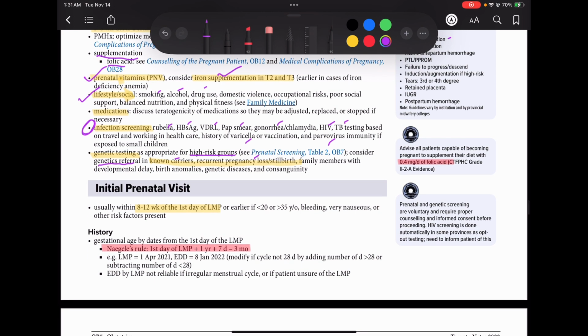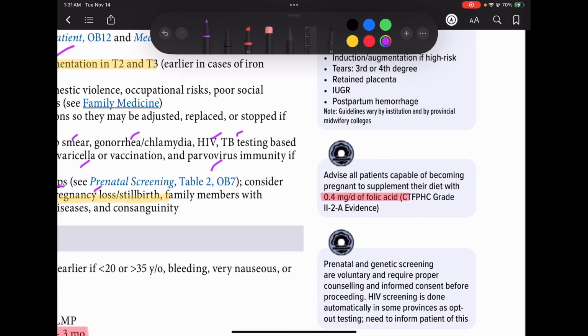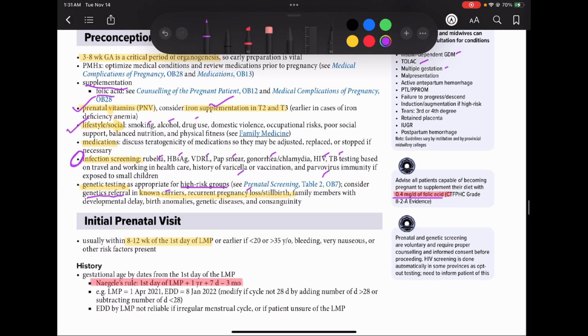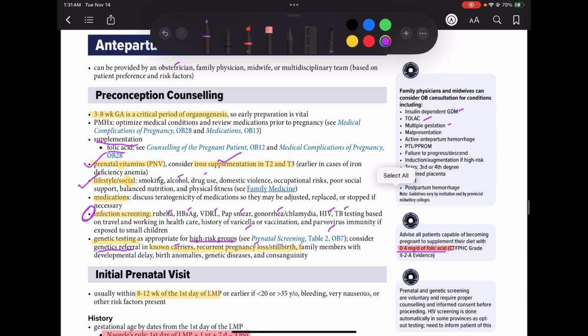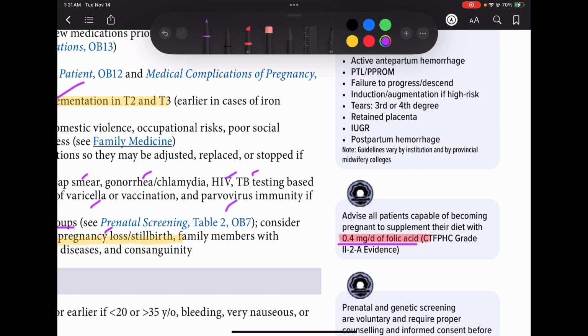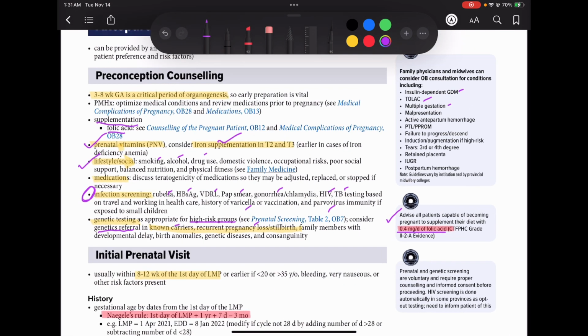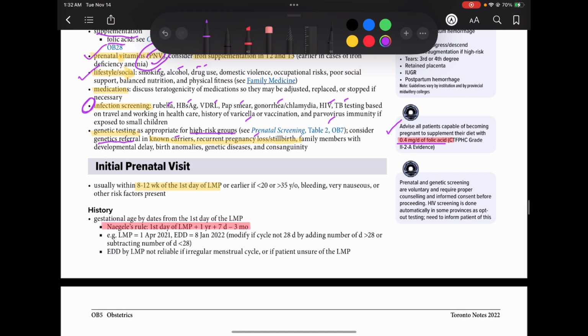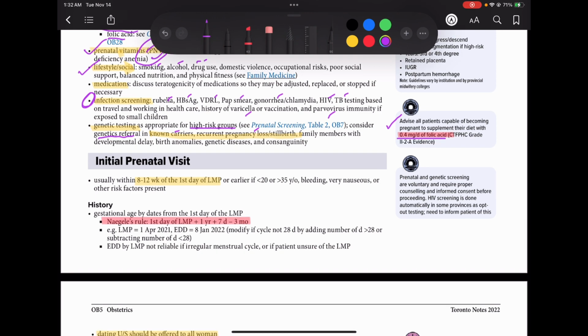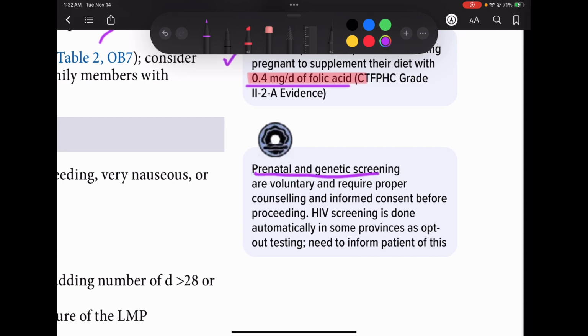And the folic acid, which we just read, 0.4 milligrams of folic acid is advised to all patients capable of becoming pregnant. So the ones who are trying to conceive in the preconception counseling, we're going to start them on 0.5 milligrams per day of folic acid, and on prenatal vitamins, or if necessary on iron too. Prenatal genetic screening is voluntary.